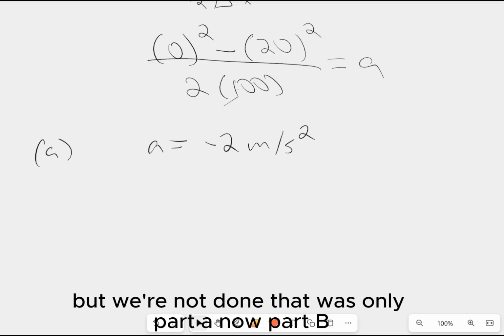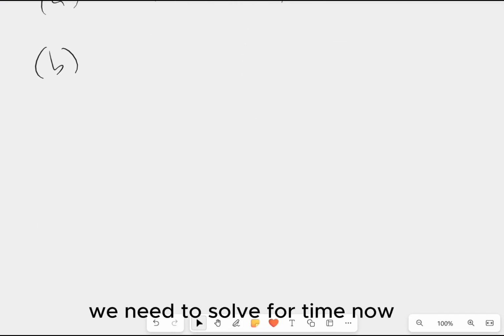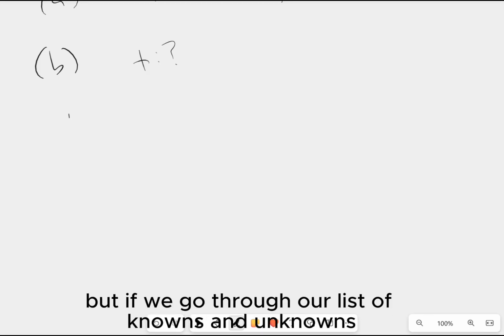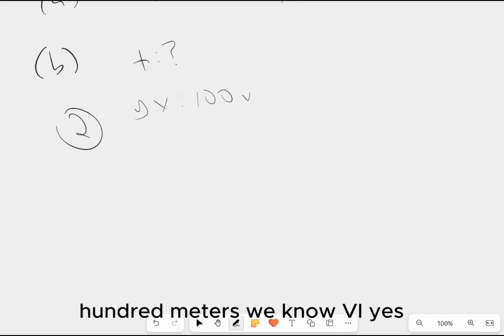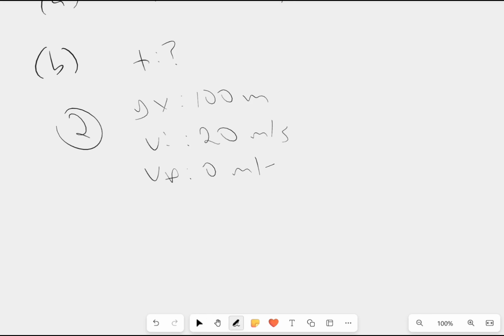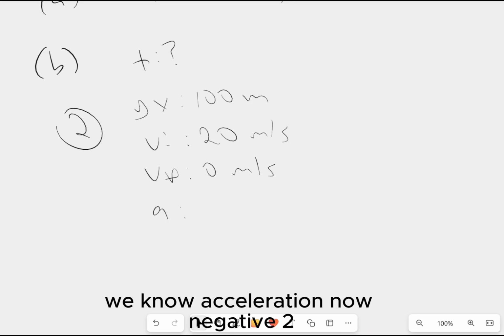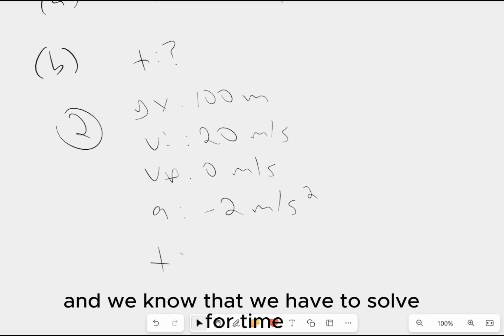That was only part A. Now part B, we need to solve for time now. But if we go through our list of knowns and unknowns again, we know delta x, yes, 100 meters. We know VI, yes, 20 meters per second. We know VF, 0. We know acceleration now, negative 2. And we know that we have to solve for time.